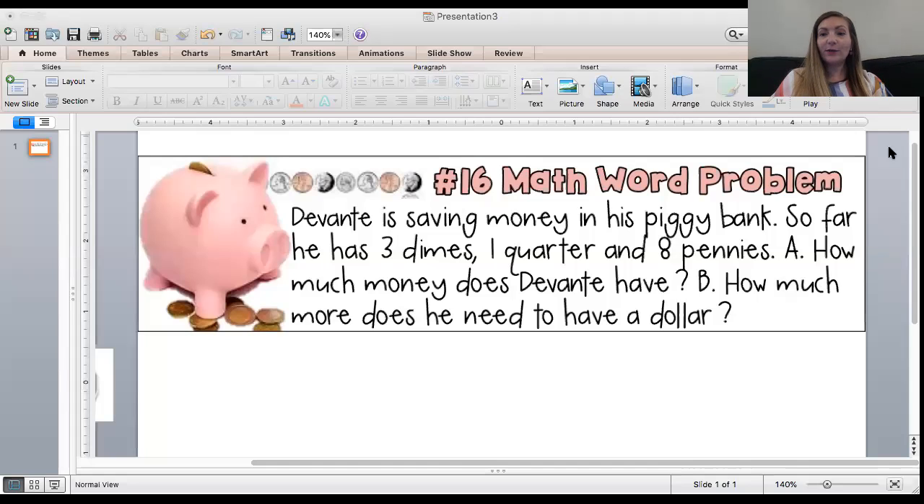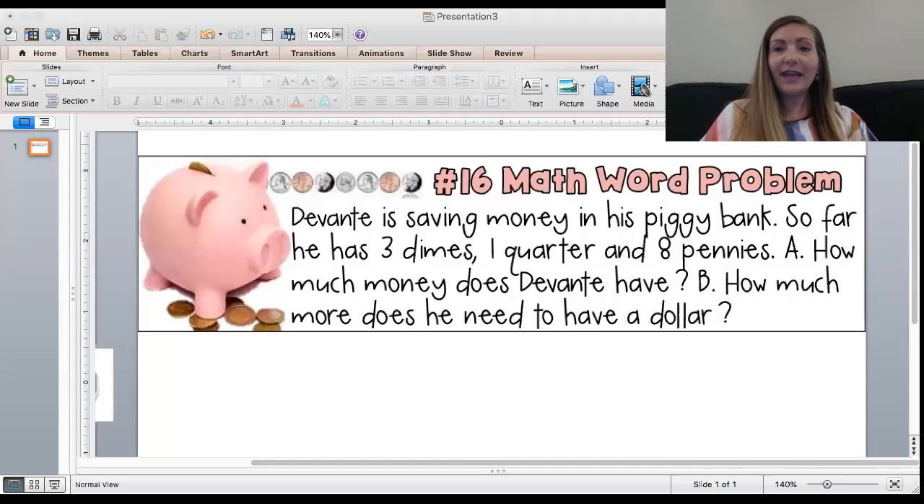All right, so we're going to read. And we're not going to go through all the steps in CUBES or all the steps in Read, Draw, Write because I want you to try some of it on your own. But let's read first. Devante is saving money in his piggy bank. So far, he has 3 dimes, 1 quarter, and 8 pennies. A, how much money does Devante have? B, how much more does he need to have $1?